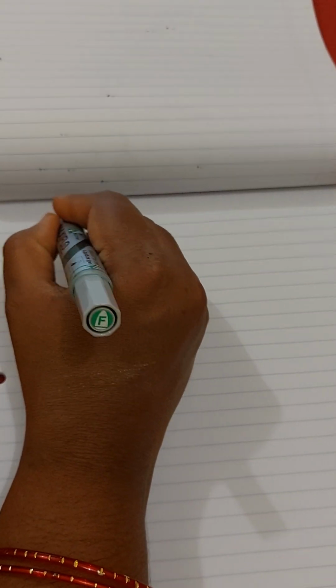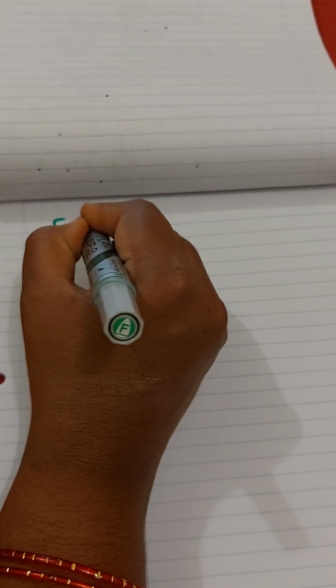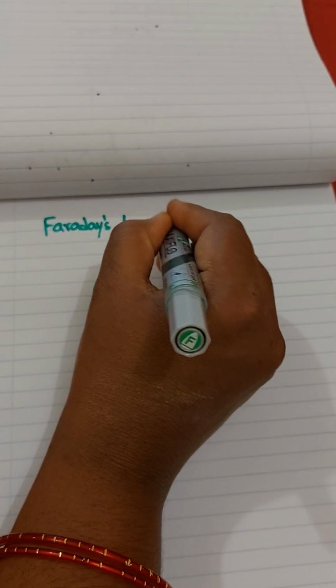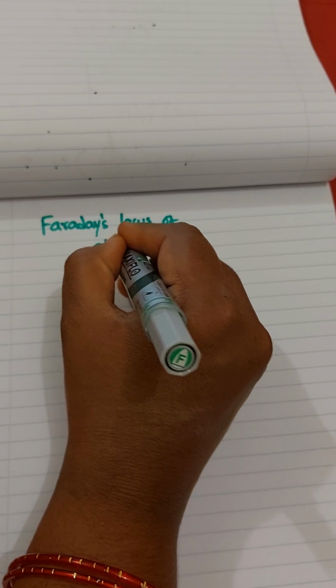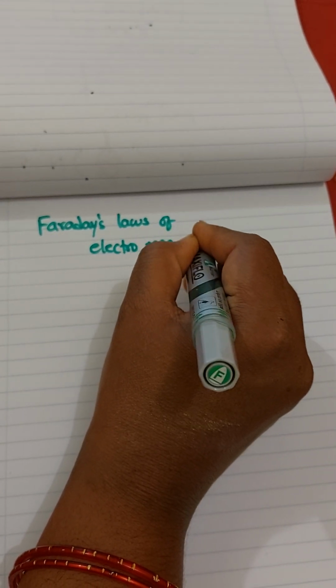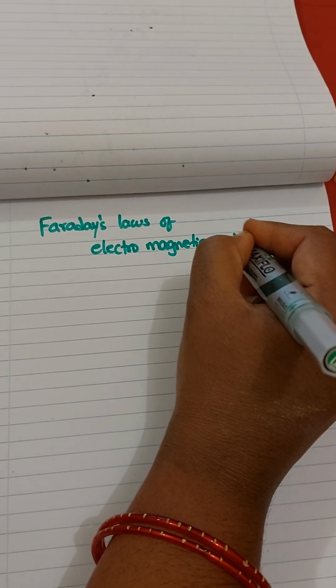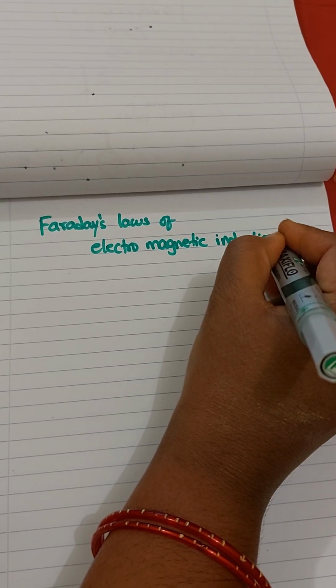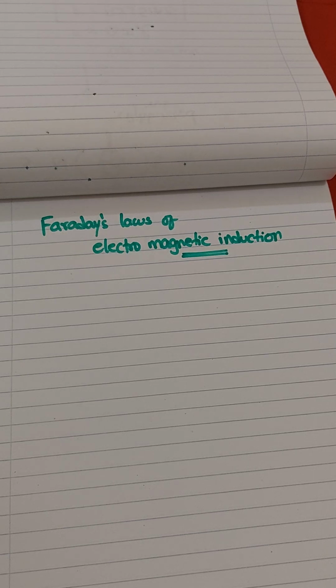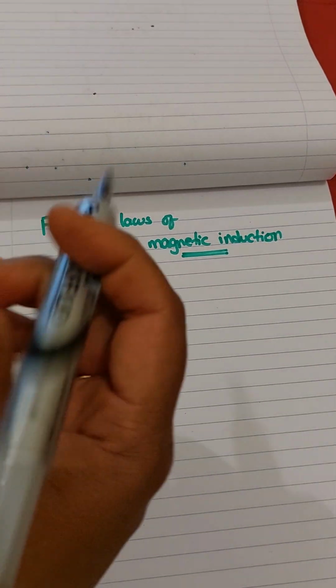Okay, now the concept is Faraday's laws of electromagnetic induction. So what is this concept about? Electromagnetic induction. Here we are going to talk about inductor, inductance and induction in the system. Okay, so Faraday's laws are two.